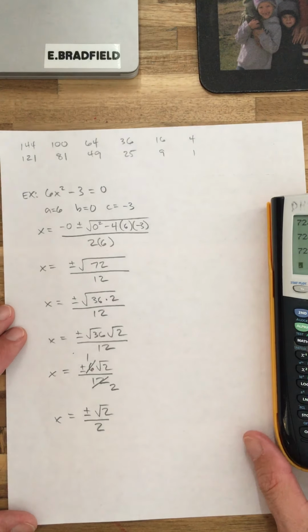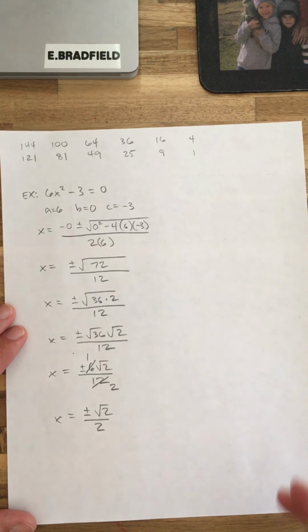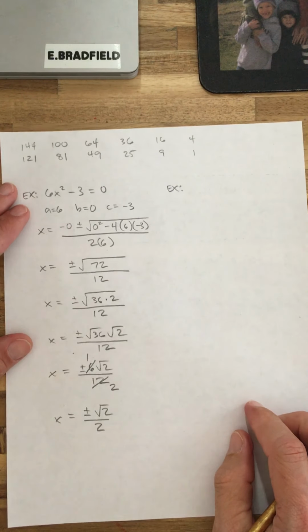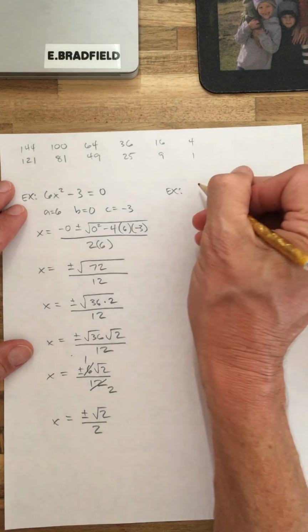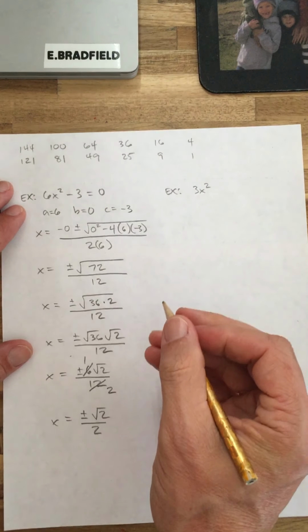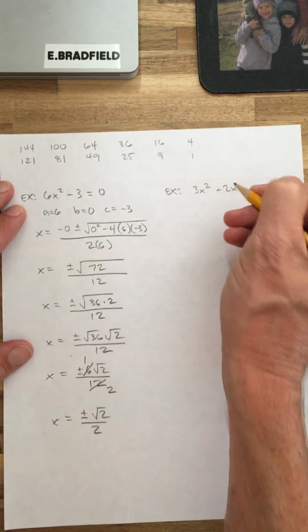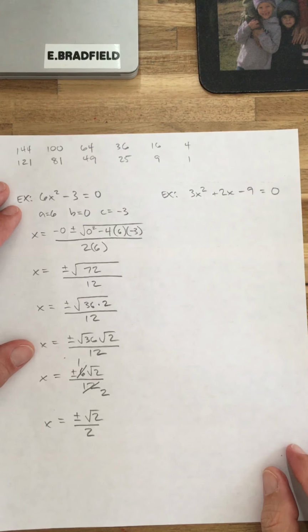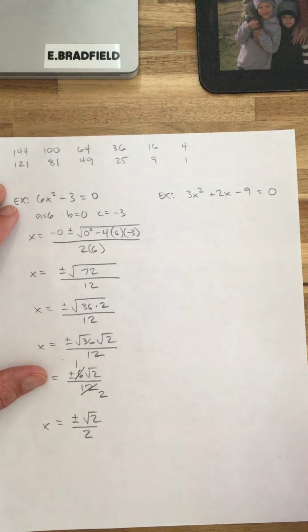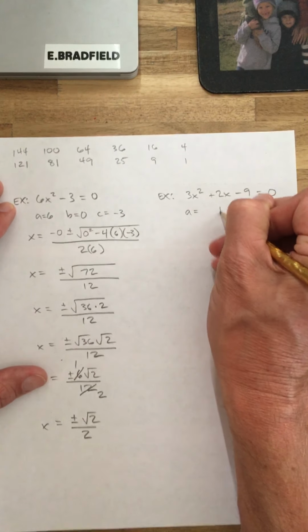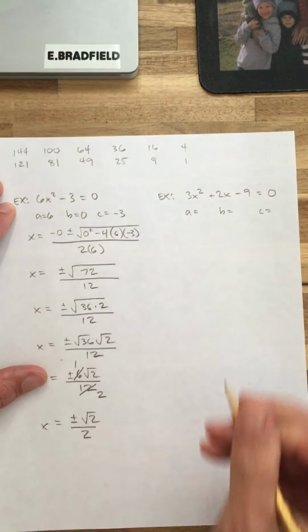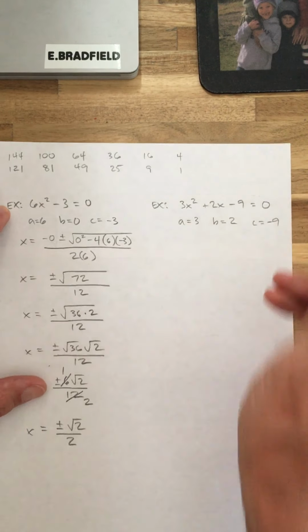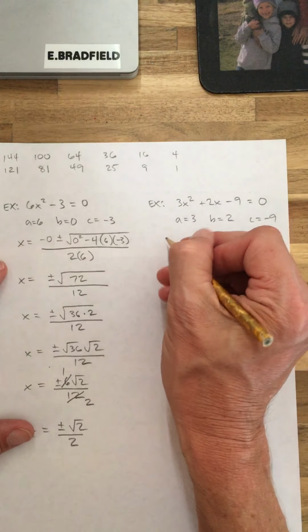All right, we're going to do one more. See if you guys can do this. Example, last one, promise. I'm not trying to torture you guys. Here we go: 3x squared plus 2x minus 9 equals 0. What's A, what's B, and what's C? A is 3, B is 2, and C is negative 9. All right, sing your song.